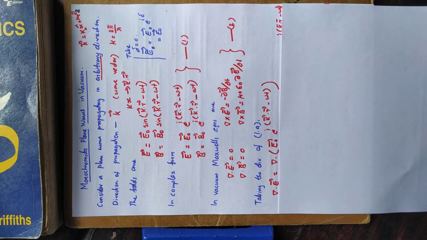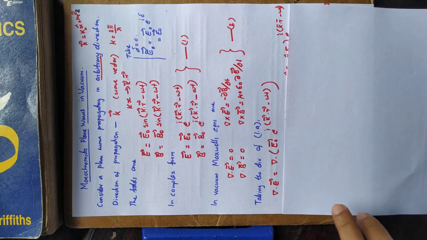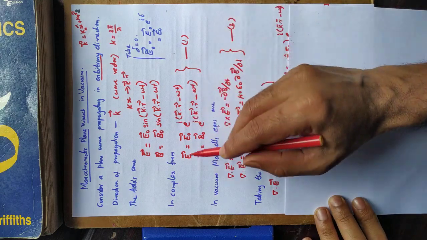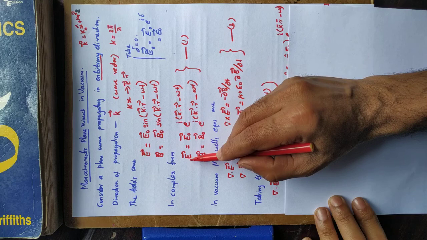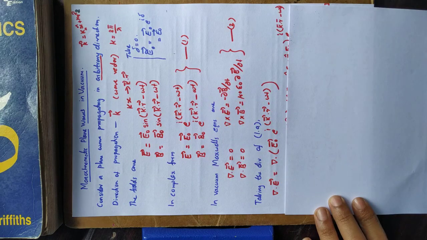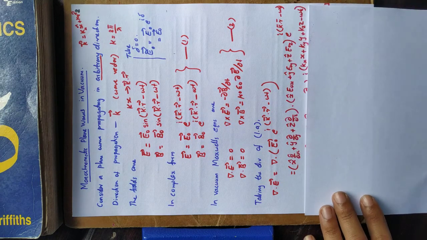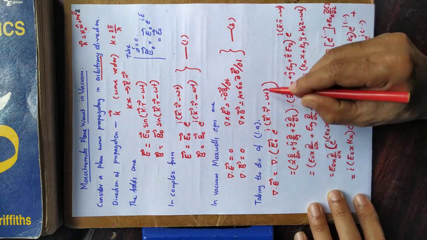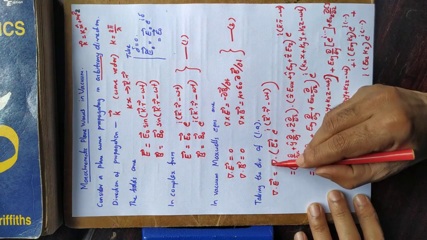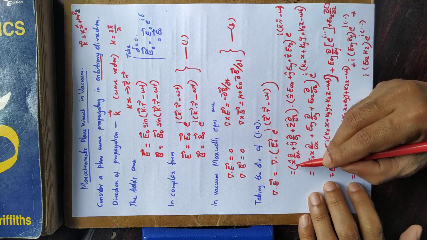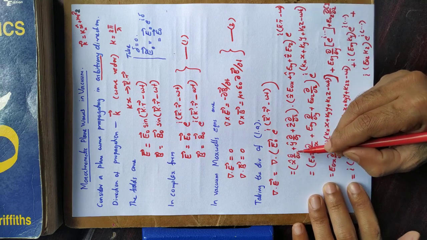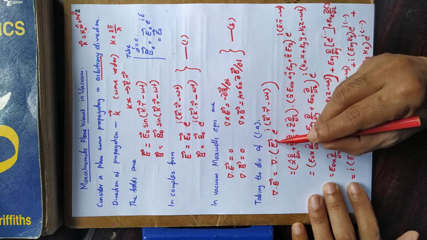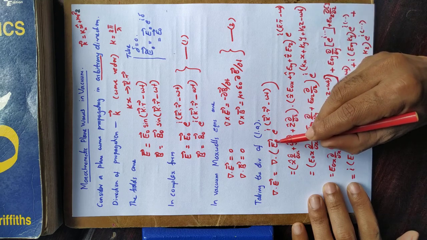Now to prove that the electromagnetic wave is transverse, take the divergence of equation 1. For example, take the divergence of the first equation, 1a, the equation for the electric field. So del dot E is equal to the divergence of this function. Let me express del in full form. The del operator is x cap dou by dou x plus y cap dou by dou y plus z cap dou by dou z. Then E0, which is the amplitude of the electric field.